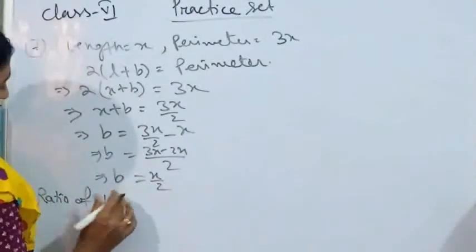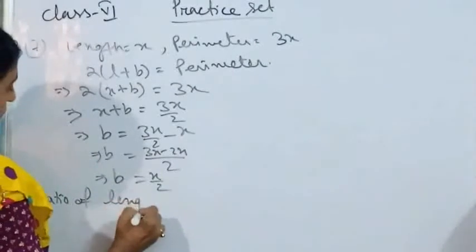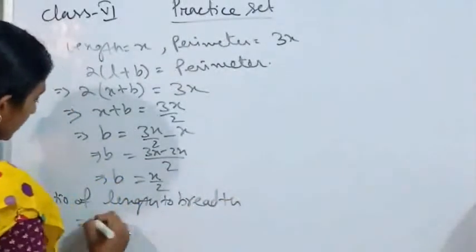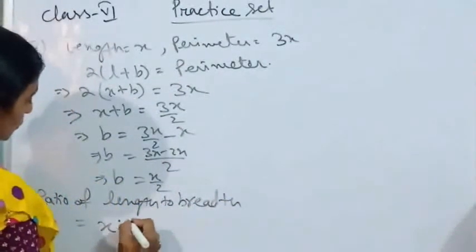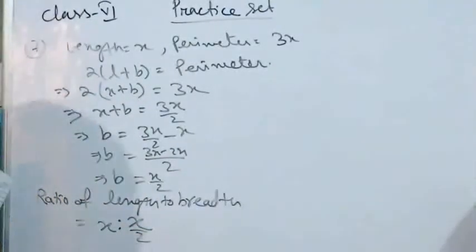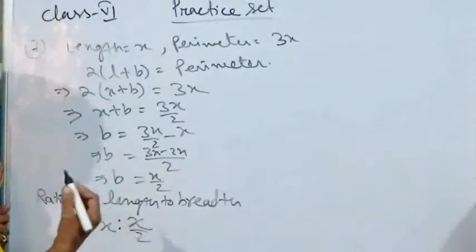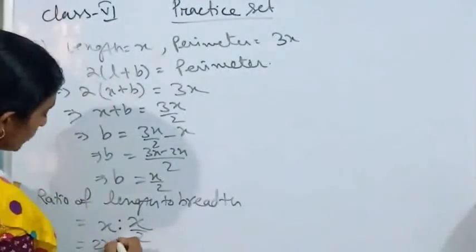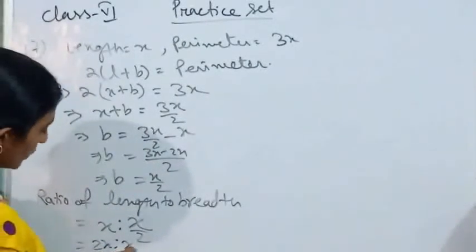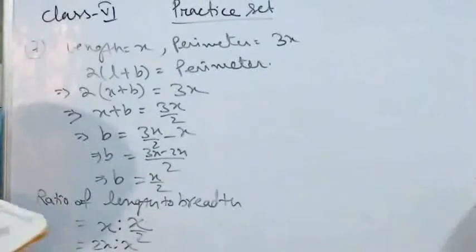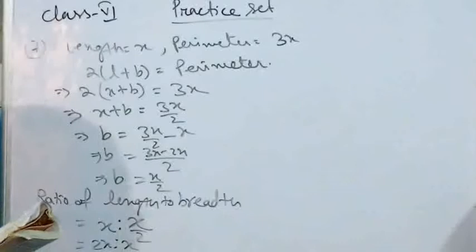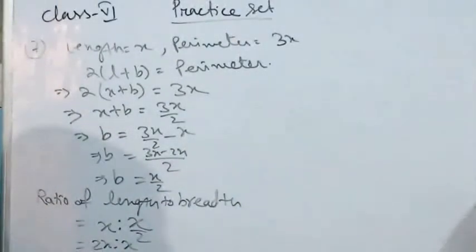So the ratio of length to breadth. What will we write here? We will write x is to x by 2. Yes, as it is given in fraction, what can we do? We can multiply both of them by 2. We will get 2x is to x. So let's remove this x. What will remain here? 2 is to 1. So the ratio between the length and breadth will become 2 is to 1. I hope you have understood this question.